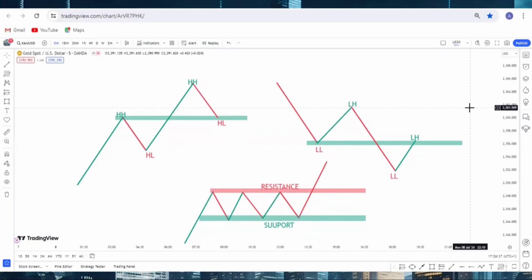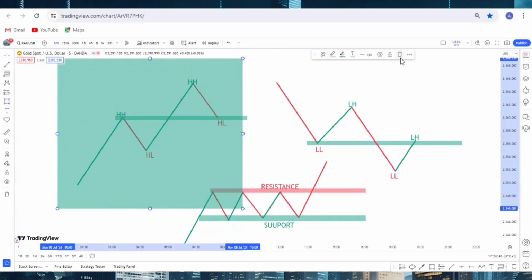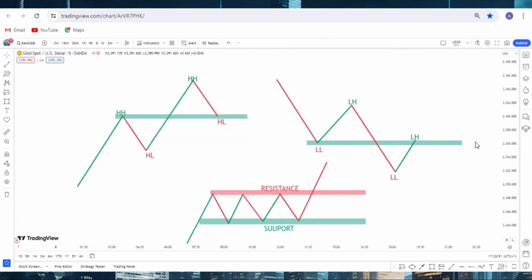In this video, I'm going to teach you the best trading strategy to use in trading gold, the strategy I use, and how you can trade gold. If you look at this picture here, what do we have? We have the market on a bullish move. It's not just on a bullish move: we have higher highs and higher lows.